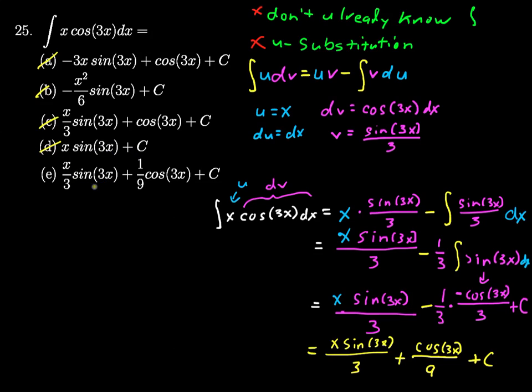X over 3 sine of 3x. So I didn't write it that way, but I could bring the x over 3 out to the front. Plus 1/9 cosine of 3x. This cosine of 3x divided by 9 has a 1/9 term, and I can bring that out to the front. Plus c. My answer is E.